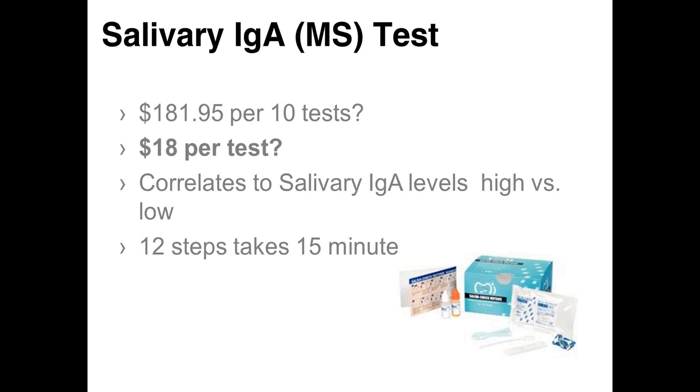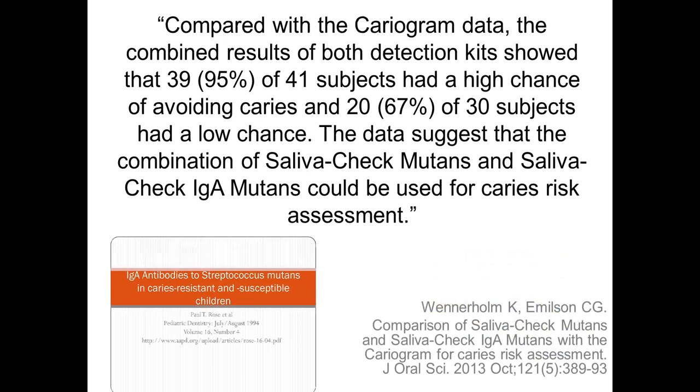Again, it's the same process. It takes 12 steps, and it takes about 15 minutes. Again, it's not available yet, but I bring it up because some of the research people have been combining both of those tests to examine their patients and try and get an accurate feel on what their Mutans Streptococcal levels are. This is one of those reports, just published in October. They compared the Cariogram data, which is a caries risk assessment form from Sweden, and they used both kits together and found that it had a pretty good correlation rate.